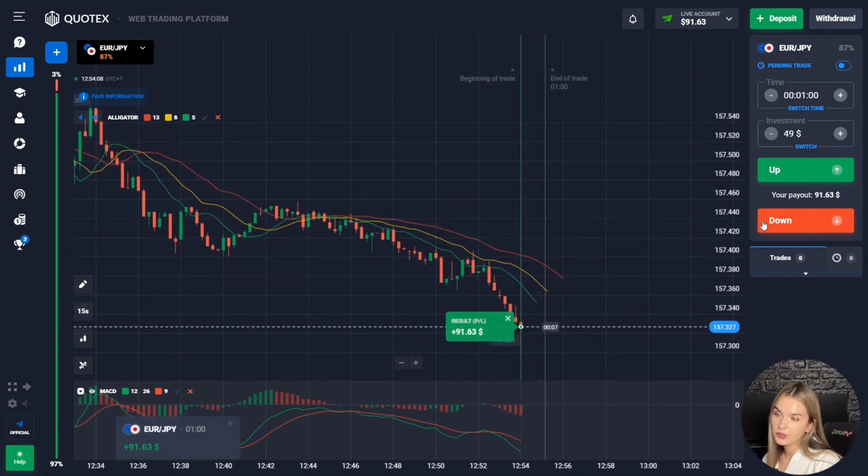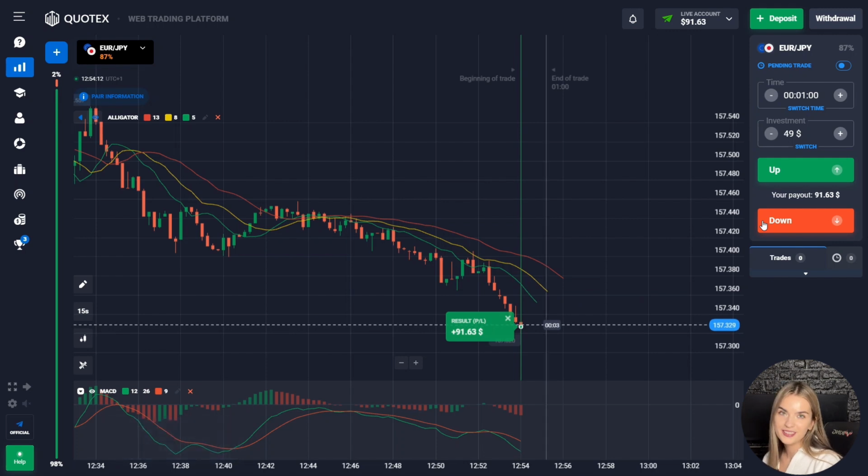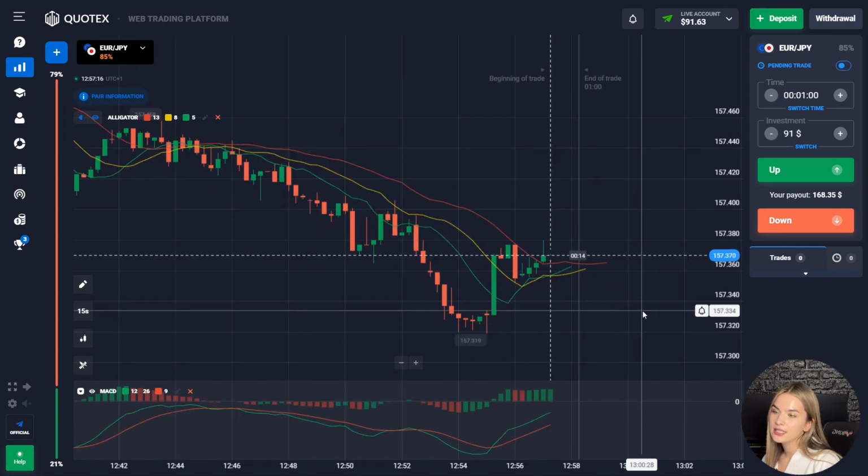During this time the graph shows a decrease. This is our first deal and we got the profit, guys. Now let's see what happens next in the market.